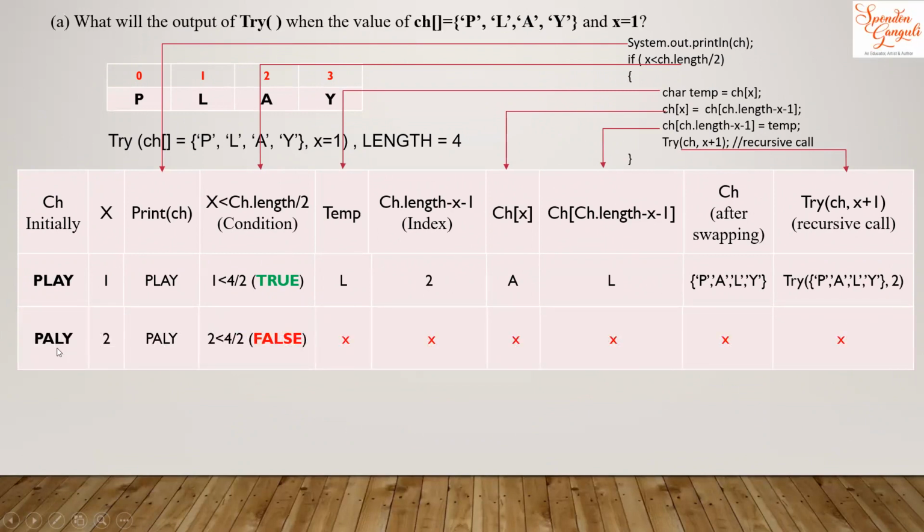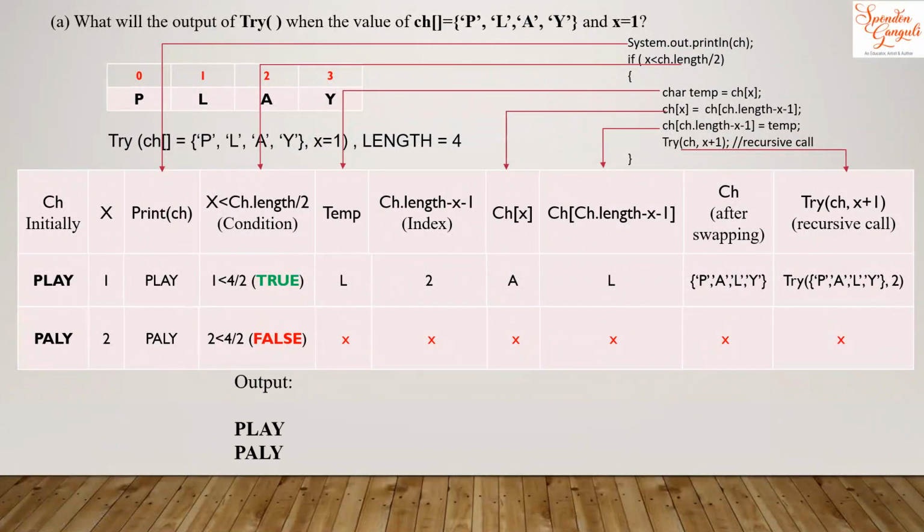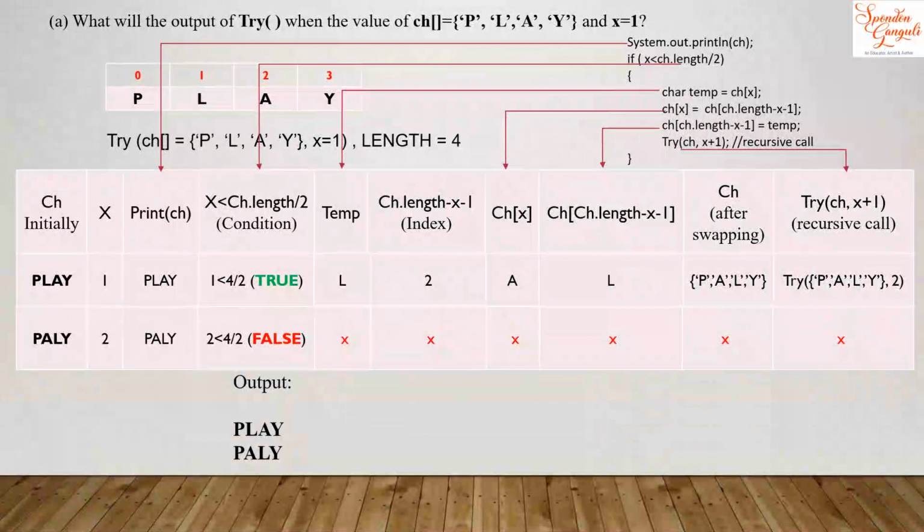In the second round, the character array is PALY, the index position of x is 2, printing PALY, but the condition becomes false, so recursion ends over here. So we see the output PLAY and PALY. I hope you have understood the structure and the flow of control in the recursive function. There was a second part. Let us proceed to the second part of this question.